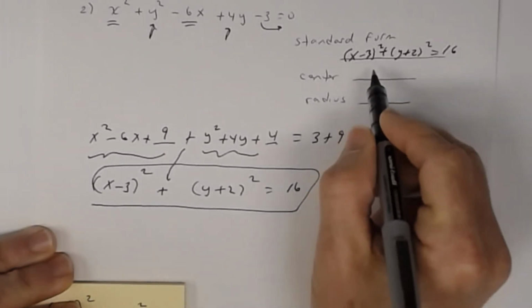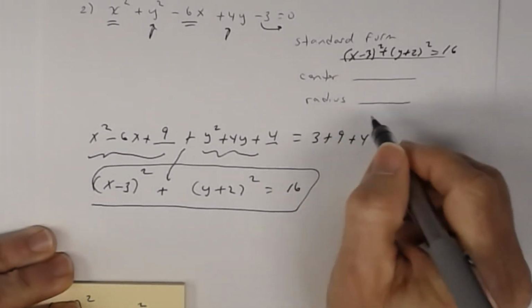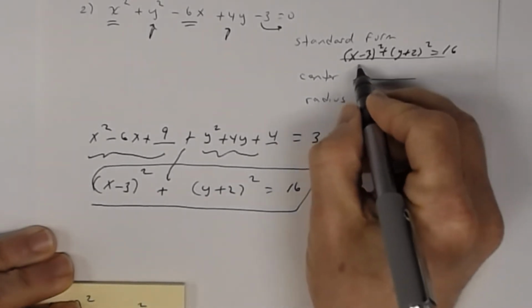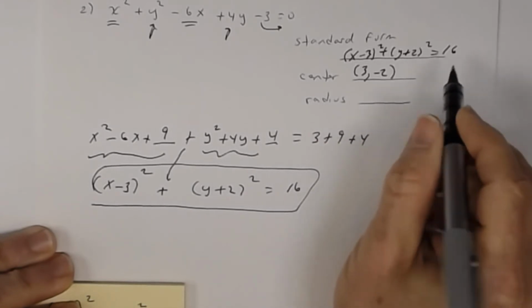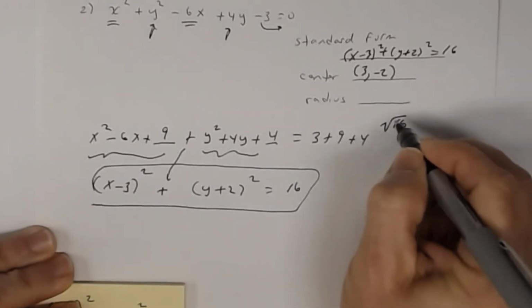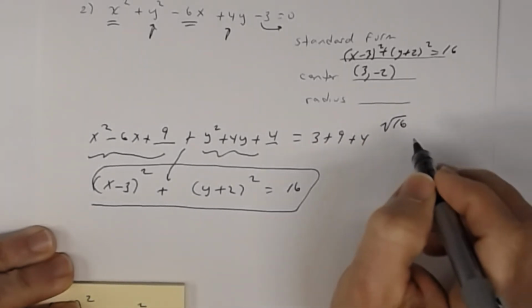The center, now the rest of this is what you've had last week. So the center is positive 3, negative 2. Now remember though, the radius, don't say the radius is square root of 16 and leave it like that, because remember you have to simplify.